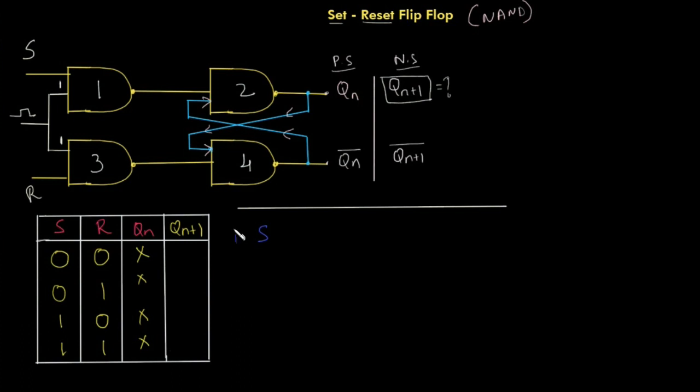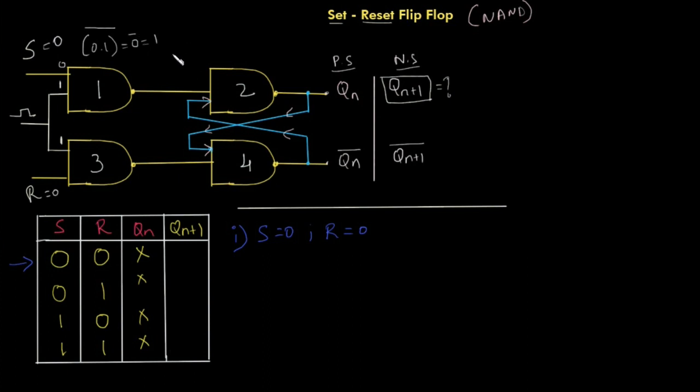Case 1 is for S equal to 0 and R equal to 0. So this is the first case from this truth table. Let's see what is happening here. For S equal to 0 and R equal to 0, one input of this NAND gate 1 is 0. This 0 comes from the S and this 1 comes from the clock. So 0 dot 1. Since this is a NAND gate, there will be a whole bar. 1.0 is 0, so 0 bar is equal to 1.